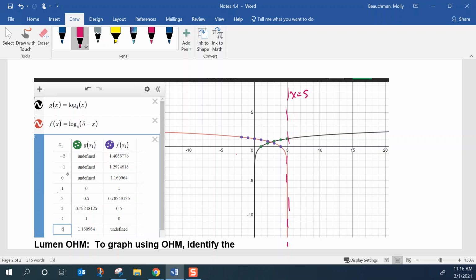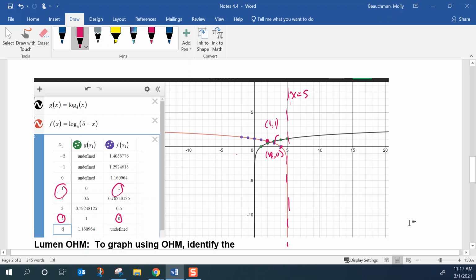Then when you graph these in Lumen, you have to identify 2 points. That's why you have a table of values. When x is equal to 1, f of x is equal to 1. So one of the points on your coordinate plane is (1, 1). Then another coordinate, when x is 4, y is 0. So (4, 0) is another point, an integer point. And that's what Lumen wants. It wants to know the vertical asymptote and 2 integer points that are within the window on the graph.